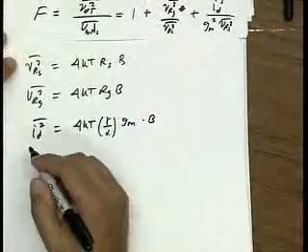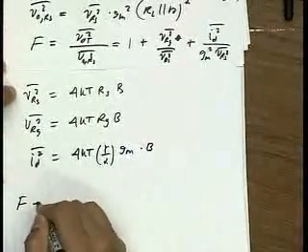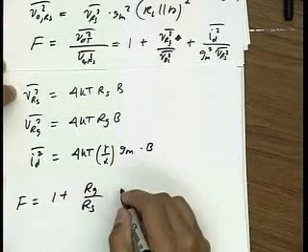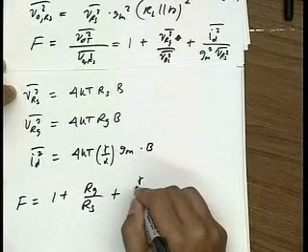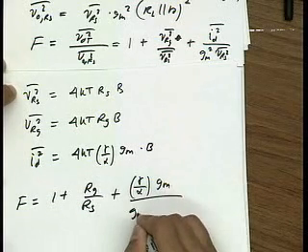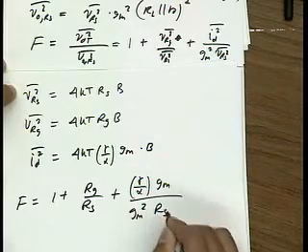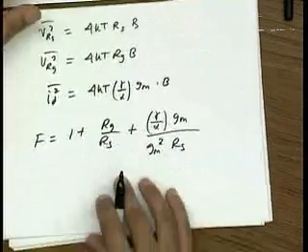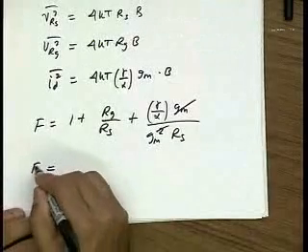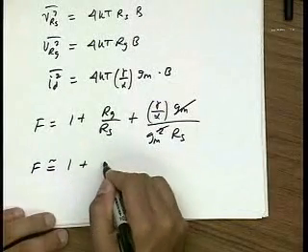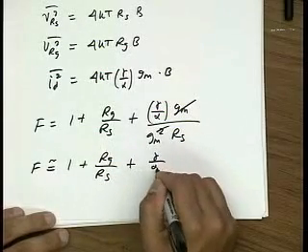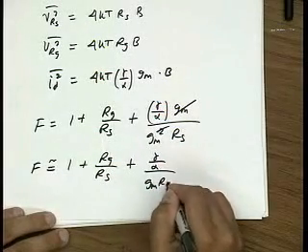Okay, so if I plug in to this equation, I get F is equal to 1 plus RG over RS plus gamma over alpha GM divided by GM squared RS. And I see that this GM cancels out. And so the noise figure is roughly RG over RS plus gamma over alpha GM RS.